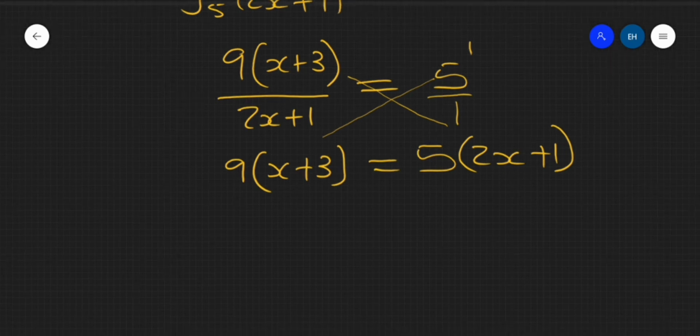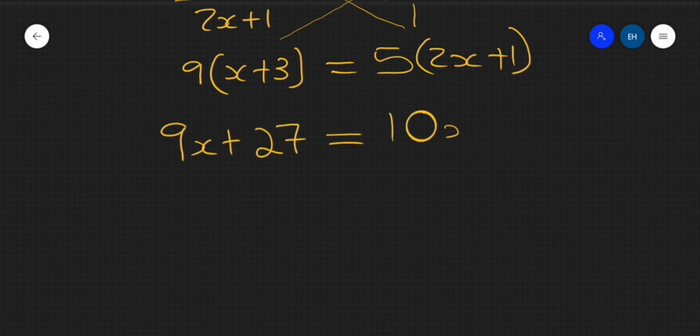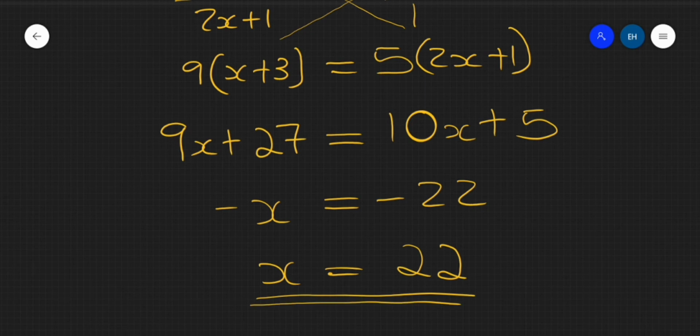Okay, then we have 9x plus 27 will be equal to 10x plus 5. We collect like terms. 9 minus 10, that's negative x. Then 5 minus 27, that's negative 22. So x will be what? 22. That's what we have. That's our example 2.